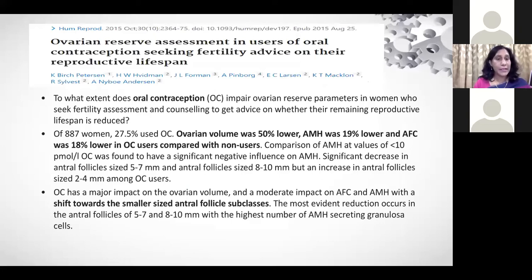So in this study by Peterson et al., which was in 2015, they compared whether oral contraceptives affect the ovarian reserve parameters or not. And what they found was that the ovarian volume was 50% lower, AMH was 19% lower, and AFC was 19% lower in oral contraceptive users compared with non-users. And they found there was a shift towards the smaller sized antral follicular subclass.